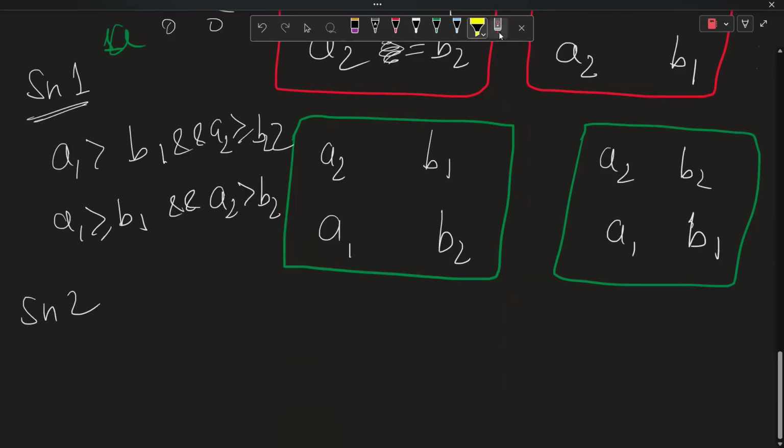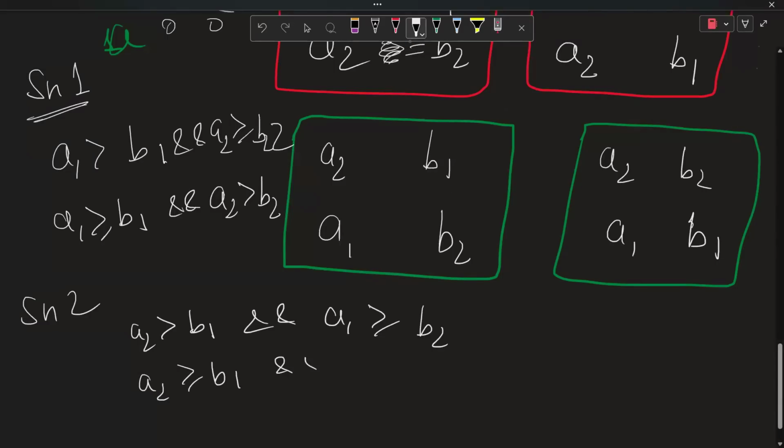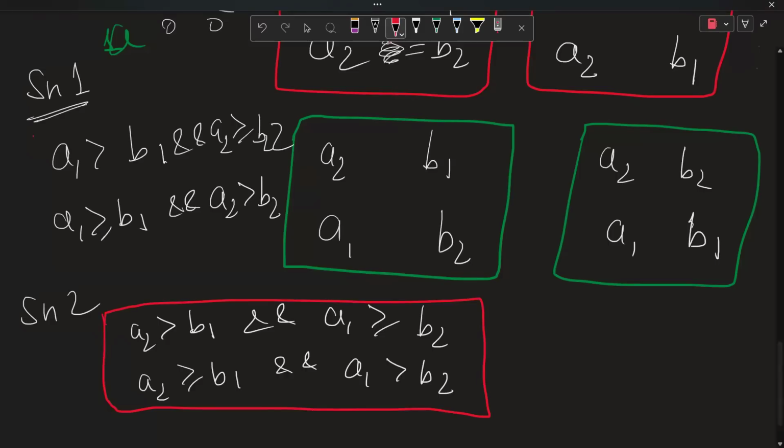So this is scenario two. Here for player A to win, either A2 should be strictly greater than B1, and then it doesn't matter, A1 should be either greater than or equal to B2, or A2 should be greater than or equal to B1, and A1 should be greater than B2. So either of these two conditions should be satisfied for player A to win in scenario two.